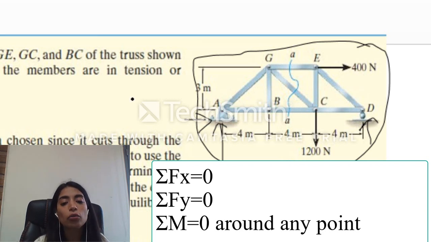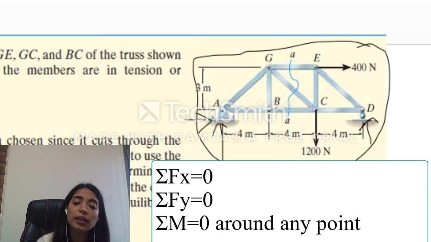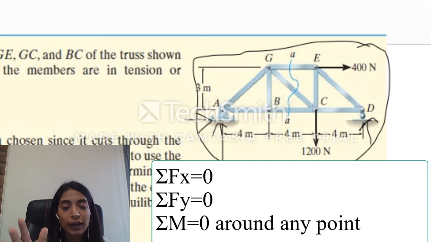Or I can find all my reactions and then take the left side, because as you can see, in the left side I don't have a lot of external forces like this right side. I have two external forces, 400 and 1200, and the reaction at D. So it's up to you. You can find the easiest way to find these internal forces. Let's now start by solving this problem.